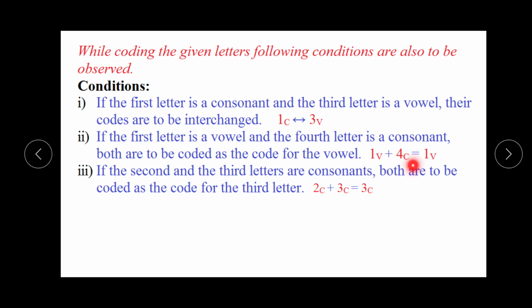In the second condition, it is given that if the first position is a vowel and the fourth position is a consonant, then for both the code will be for a vowel. And in the third condition, it is given that the second position is a consonant and the third position is a consonant, then for both the code will be the code for the third position, that is, the third consonant alphabet.